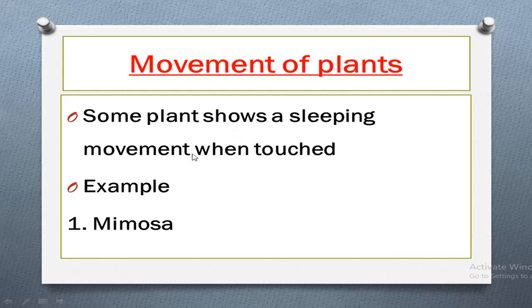Some plants show sleeping movements when touched. Right, next one.